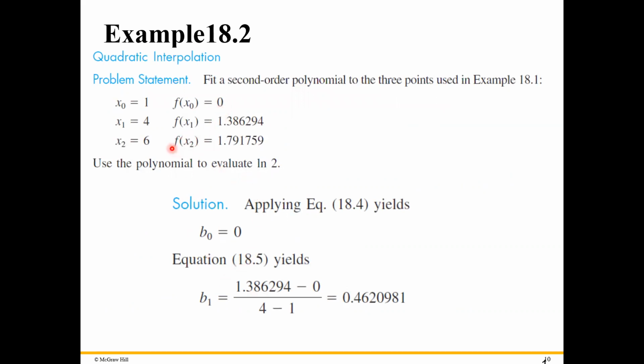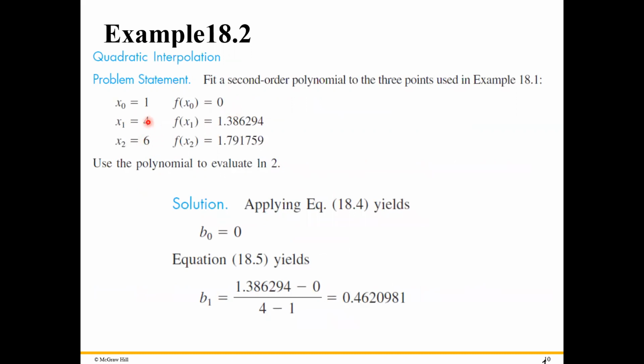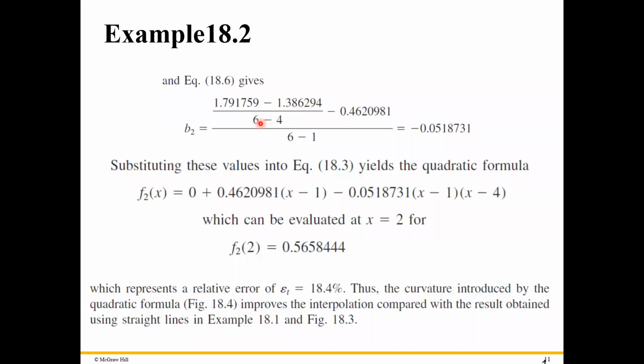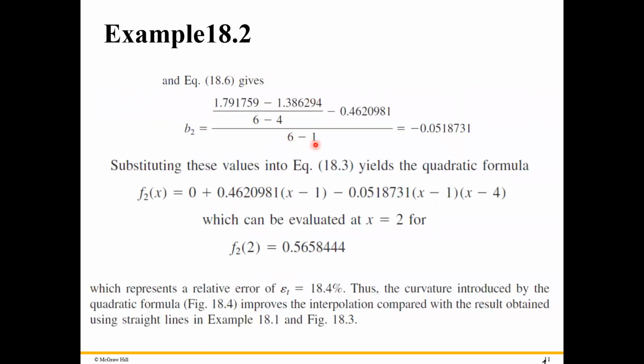And what will be b1? So b1 will be equal to f of x1 minus f of x naught, divided by x1 minus x naught. So it will be 0.462098. And b2 will be equal to the further difference, that means the difference between these two terms, and then minus the difference of this one. So it is equal to 1.79 minus 1.38 over 6 minus 4, minus 0.46. This minus 0.46 is the previous difference which we have found. So that is divided by 6 minus 1, because the last value was 6 and the first value was 1, and that is equal to minus 0.05.